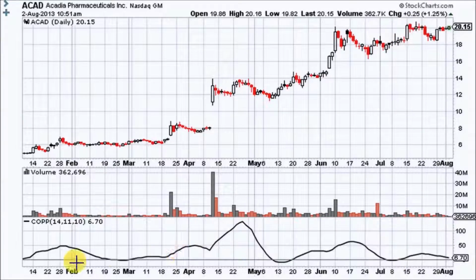So basically what this is showing is that this stock is in an uptrend because it's above the 0 line way more than it's not.